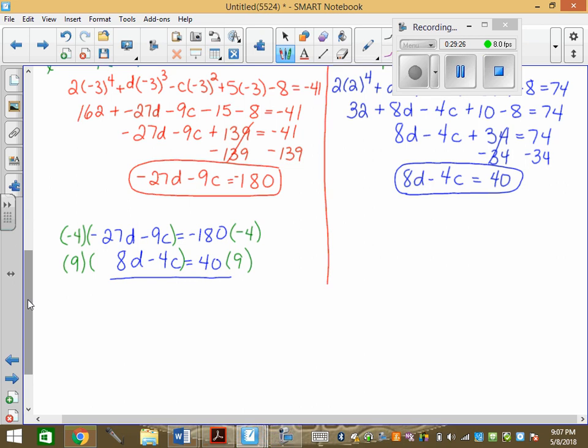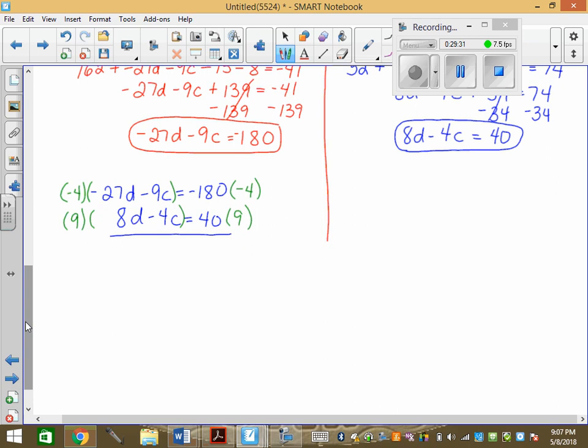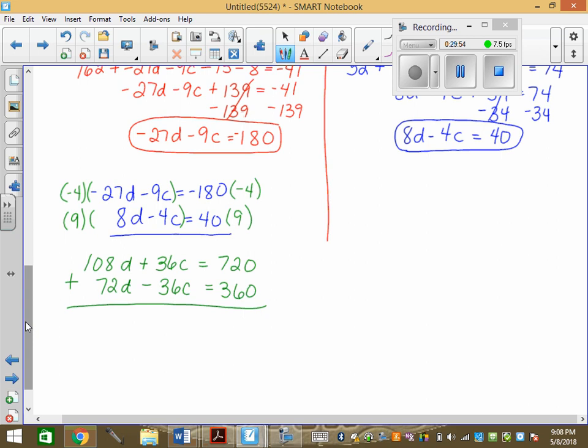So I have 4 times negative 27, which is negative 108d, negative 4 times negative 9, which is positive 36c, and negative 180 times 4, which is negative 720. And then I have 9 times 8d, which is 72d, minus 36c equals 40 times 9, which is 360. And now, because they're opposite signs, I can add them. If they were the same sign, I would have to subtract, and watch myself when I'm subtracting to not make oopsies with the negative signs.